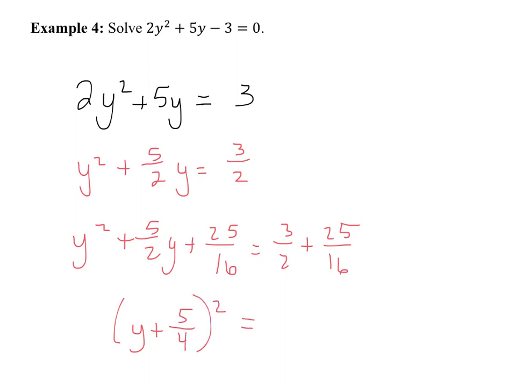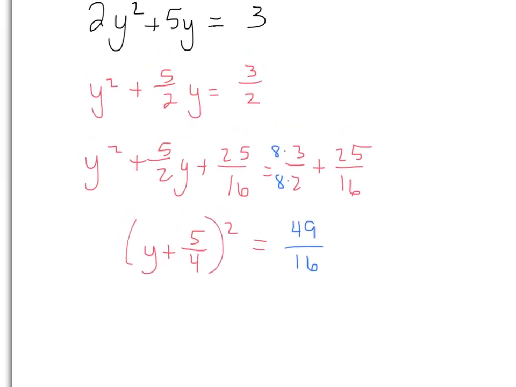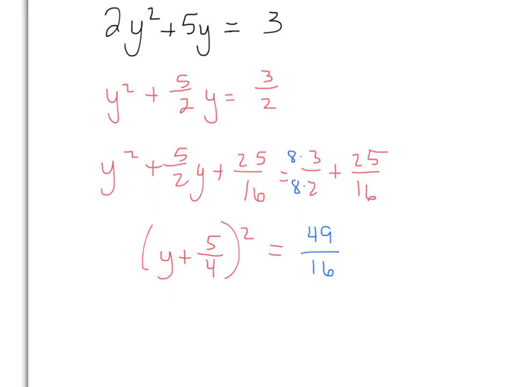Now, here, 3 halves plus 25/16. Multiply 3 halves by 8/8 for a common denominator of 16, giving me 24 plus 25 over 16. 24 plus 25 is 49/16. Why is that convenient? Perfect squares. They're both perfect squares, so square root both sides. Square root of 49 is? And 16 is?